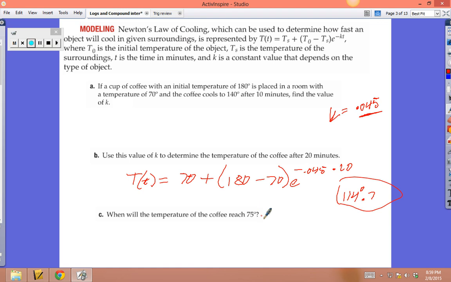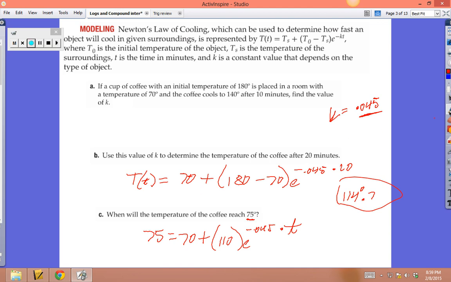Okay, so now, once you've got the formula figured out, you can go back and forth. Now what if I give you the temperature? Can you figure out how long it took to cool down? So now the temperature after t minutes is going to be 75 degrees. So 75 is equal to 70 plus 110 times e, and I know the k, negative 0.045. I just don't know the t, the time. So now I'm going to solve for t.